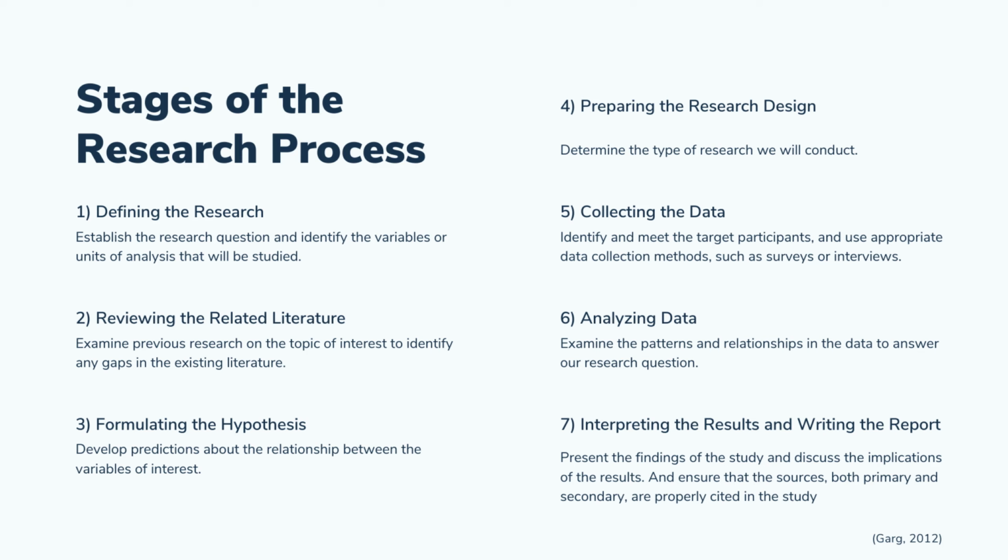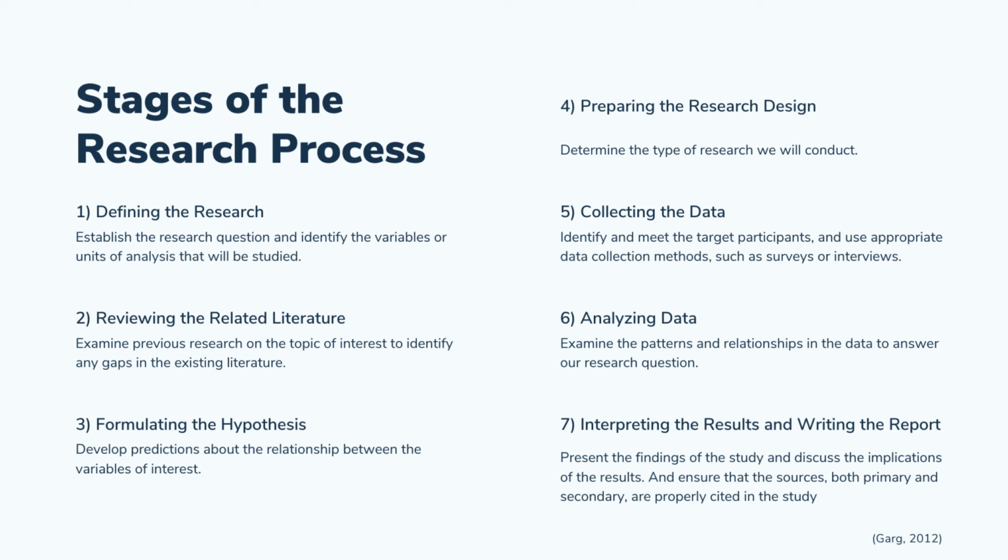In stage 1, defining the research, we would establish the research question and identify the variables or units of analysis that will be studied. For example, if we were studying the relationship between social media use and mental health, our variables of interest would be social media use and mental health. We would also decide on the time frame or period of the study, for example, measuring social media use and mental health outcomes over a 6-month period.